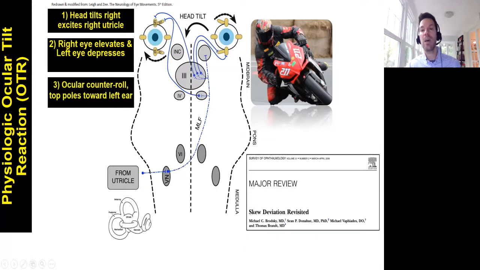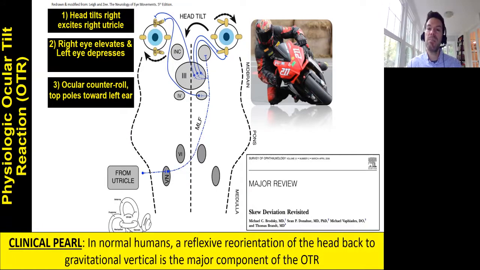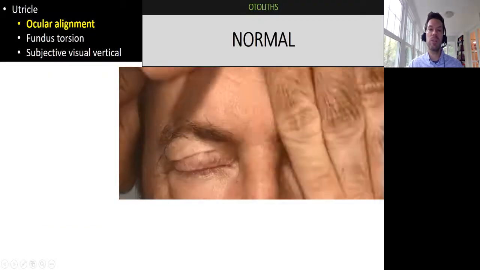The other thing that's going to happen is that the eyes will roll, this ocular counter roll, in the opposite direction. But in people like this motorcyclist, the main form of compensation here is that people will have a reflexive reorientation of the head back to gravitational vertical. So you see that the patient's going around the curve to the right and he's able to straighten his head out. That's the main feature of the physiologic ocular tilt reaction.